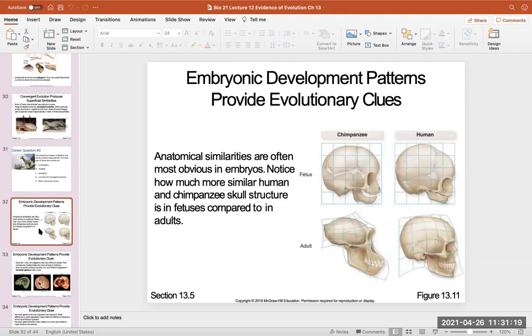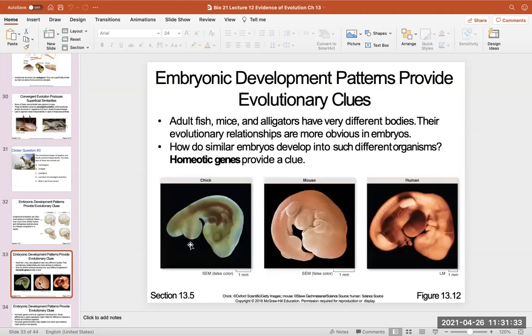Okay, and then the embryonic development. I want you guys to remember that in the embryo, humans and chimpanzees look similar. As adults, they look different. So even other animals, so here's a chicken, mouse, and human, they look similar in the embryo, but as we grow up, we look different.